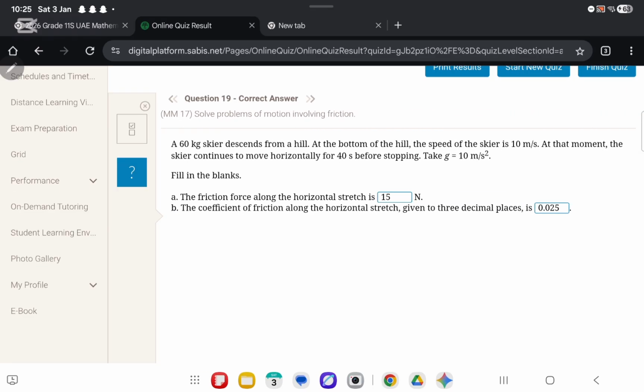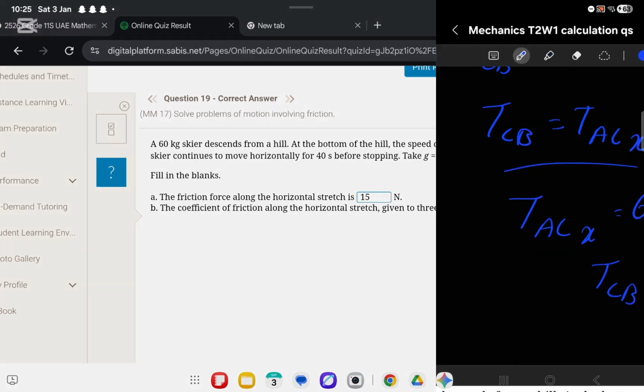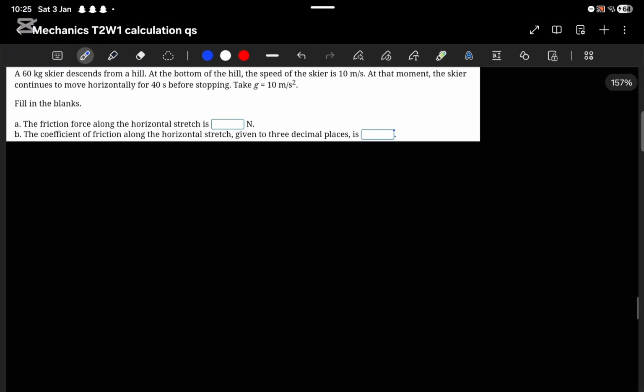Okay. This question is interesting. A 60 kilogram skier descends from a hill. At the bottom of this hill, the speed of the skier is 10 meters per second. At that moment, the skier continues to move horizontally for 40 seconds before stopping. Take g as 10 meters per second squared.